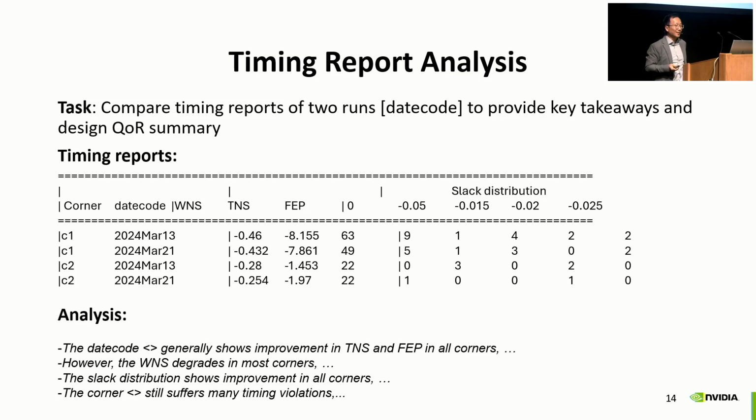The goal of this analysis is to identify which timing run is better and provide high-level takeaways, as well as design QOR summaries, like the last four lines of the report. So we'll show something like, this particular run generally shows improvements in TNS, however WNS degrades, and the slack distribution shows improvement in all corners, but in a particular corner it suffers some problem. This sort of high-level description is what we want to generate.